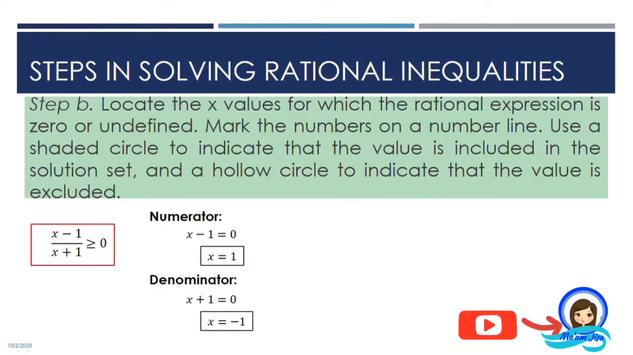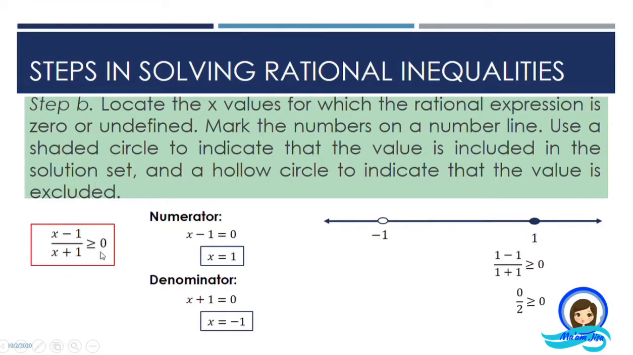Since we have identified the values of x, we now create a number line. In our number line, we use the shaded circle because this indicates that the value 1 is included in the solution set, whereas the value negative 1 is not included. Why? It's because when we substitute positive 1 to our rational inequality, it's like this: 1 minus 1 over 1 plus 1. 1 minus 1 is 0, and 1 plus 1 is 2. 0 over 2 is 0, and 0 greater than or equal to 0 is still true. That is why 1 is included in the solution, and we use the shaded circle.